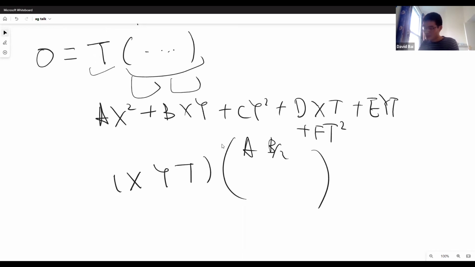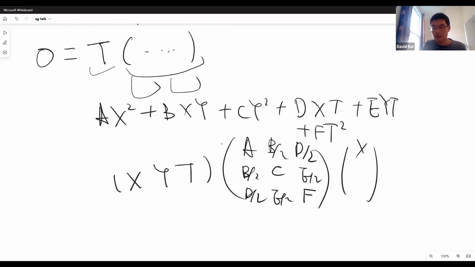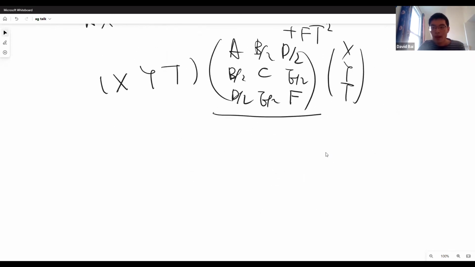There should be something like b over 2, d over 2, b over 2, d over 2, e over 2, d over 2, c and f times xyt. And you know that this is irreducible. This is non-degenerate if and only if this matrix has non-zero determinant. What is the determinant?